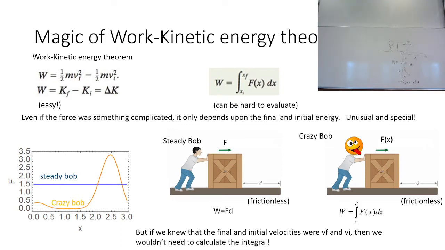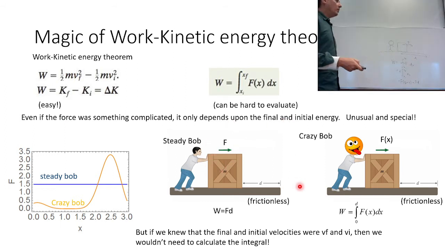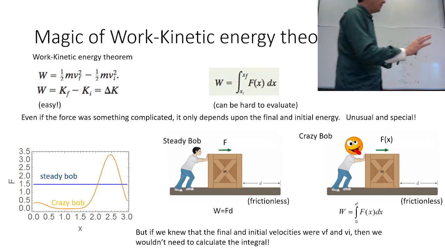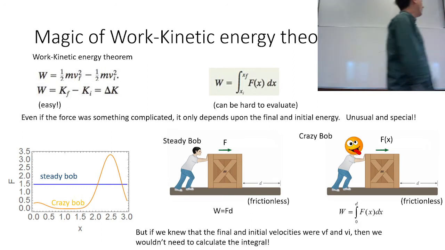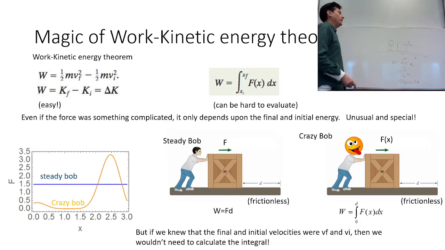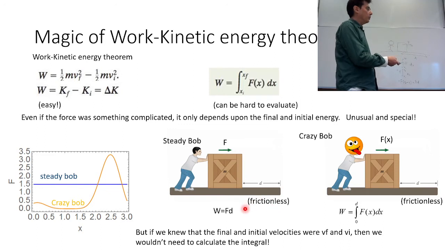Oh, okay, here we go. Here it is. So there's Steady Bob here. Steady Bob is a straightforward guy who just pushes the box with a constant force across the room, so he has the same force the whole time. And so the work in this case is nice and easy. It's just force times distance, as we've been saying.